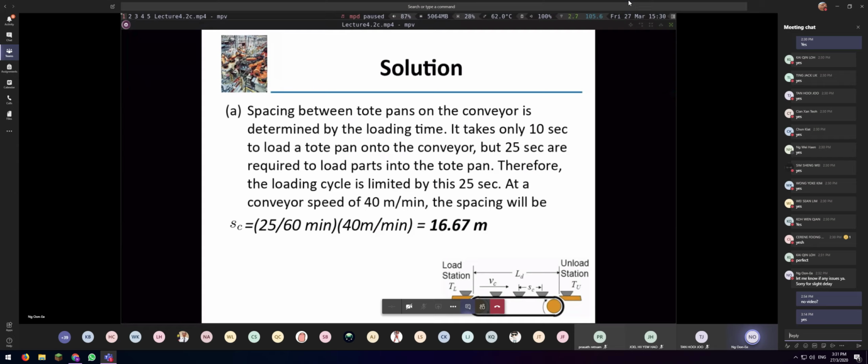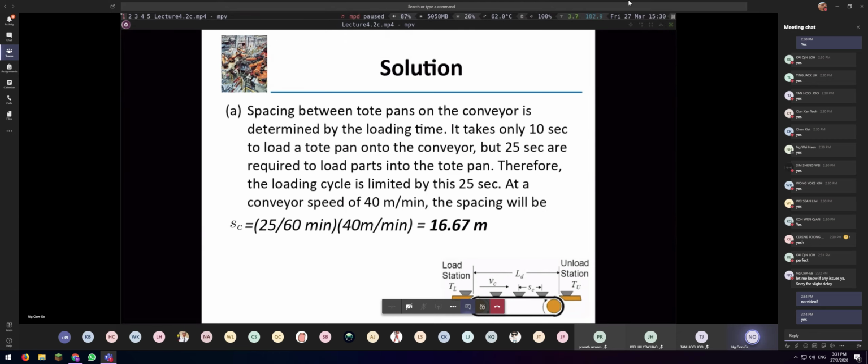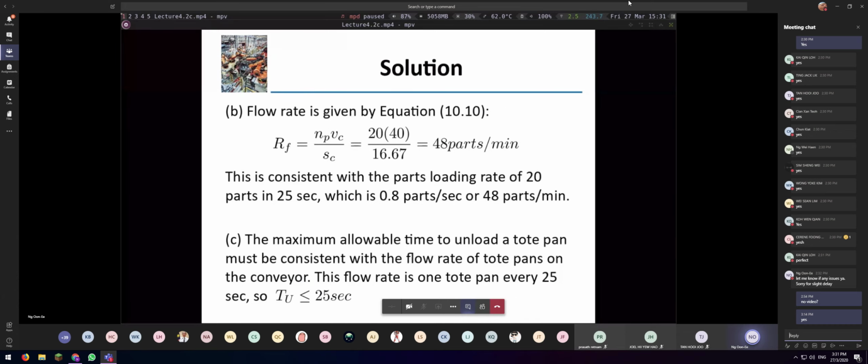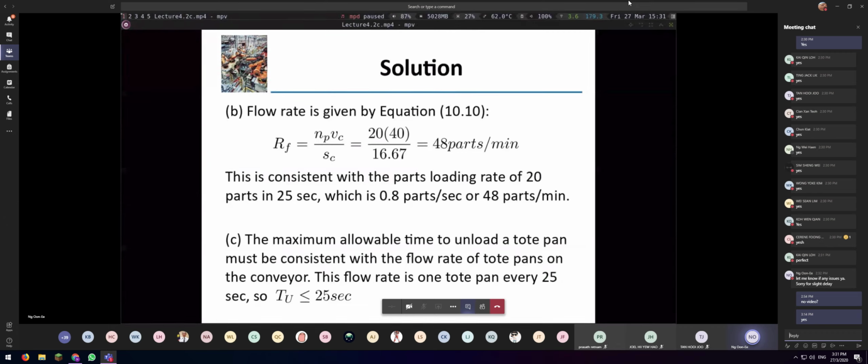So at a conveyor speed of 40 meters per minute, this tells us that our spacing should be 16.67, which is just 25 divided by 40, and then you convert between the minutes and the seconds. Okay, so this is our spacing. Given this spacing, what is our flow rate? And so we have our velocity, we have our flow rate. Now we need to see how many parts are inside the tote pan. Okay, so including that 20 here, it means that every minute 48 parts are traveling along this single conveyor system.